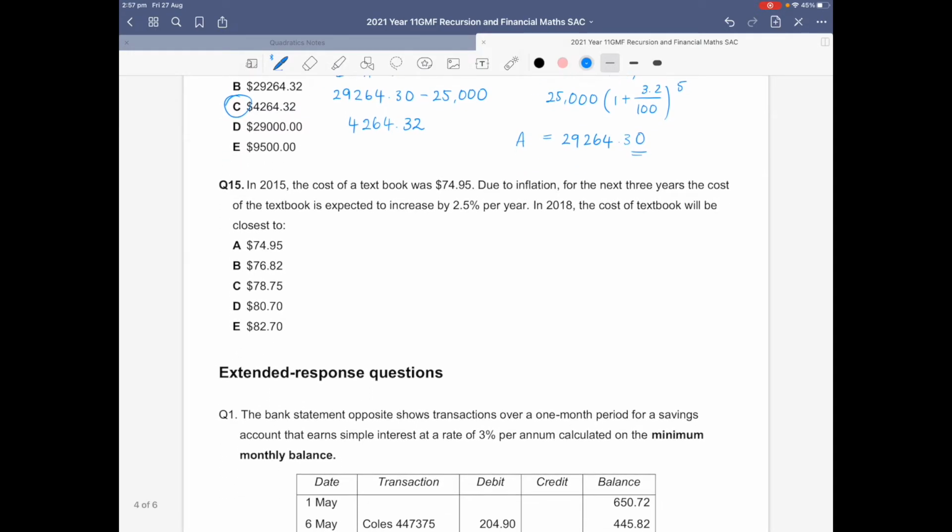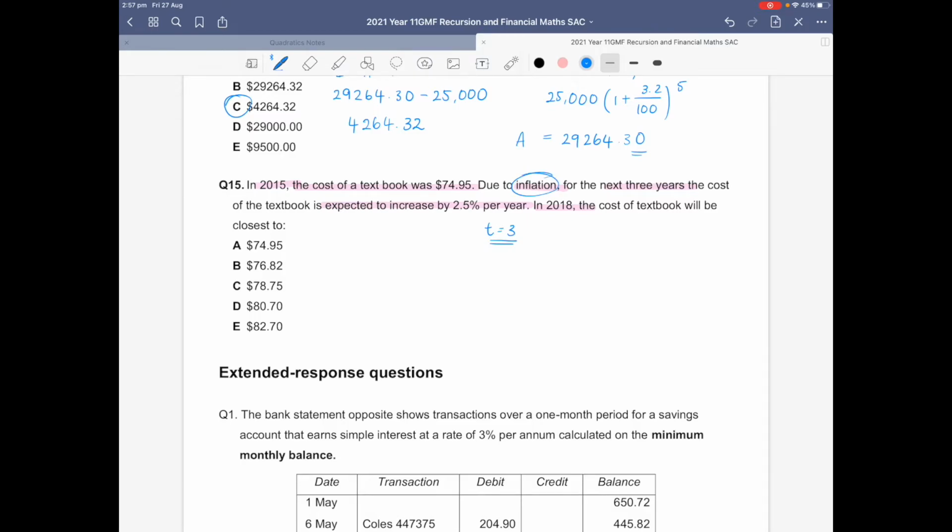Alright, and question 15. So in 2015, the cost of a textbook was $74.95. Due to inflation for the next 3 years, the cost of the textbook is expected to increase by 2.5% per year. So in 2018, the cost of the textbook will be closest to. So first up, we've got a time difference here of 3 years, and that's important to note.